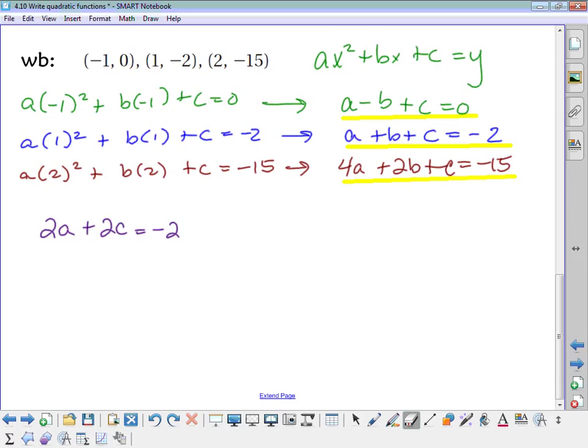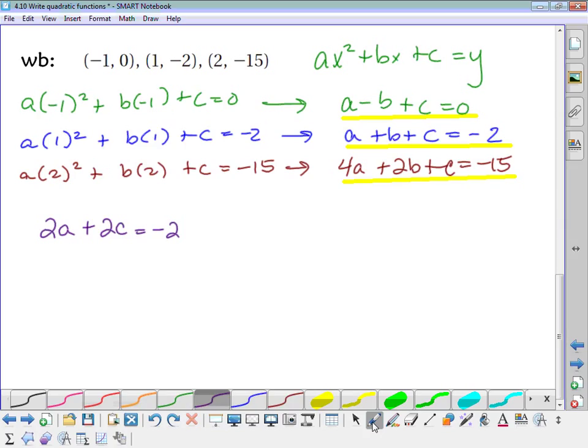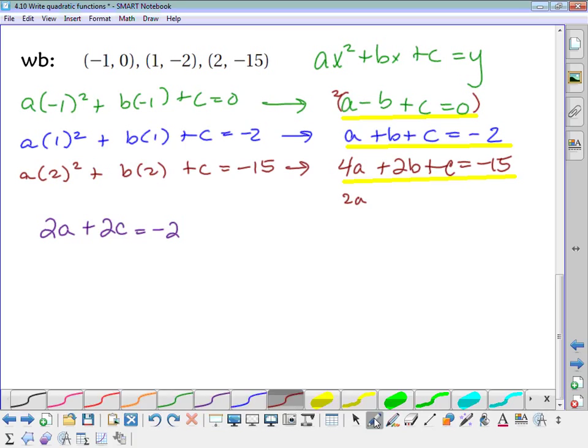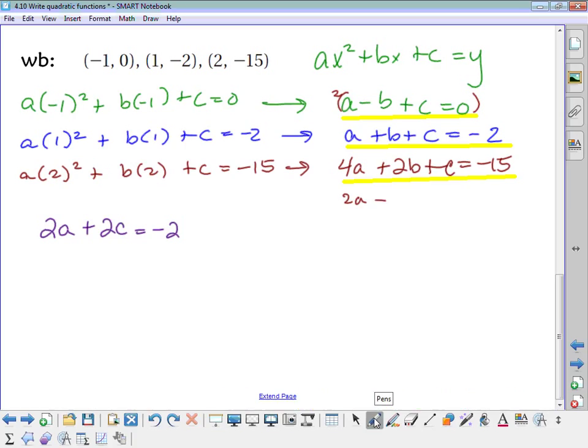So I see I have a 2b on the bottom. So I'm going to multiply the first one by negative 2. So when I do that, I get negative 2a plus, oops, not negative 2. Let's make that positive 2. So 2a minus 2b plus c equals 0. So now when I add these two together, I get 6a plus 2c is equal to negative 15.